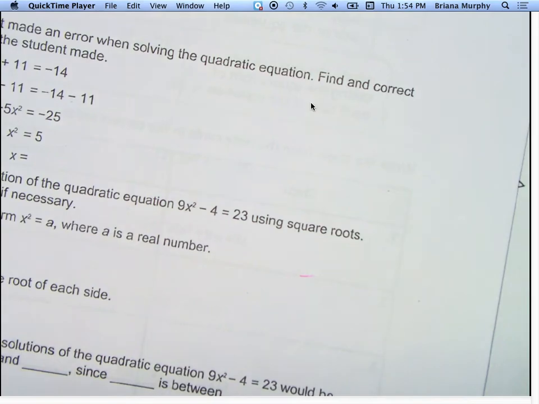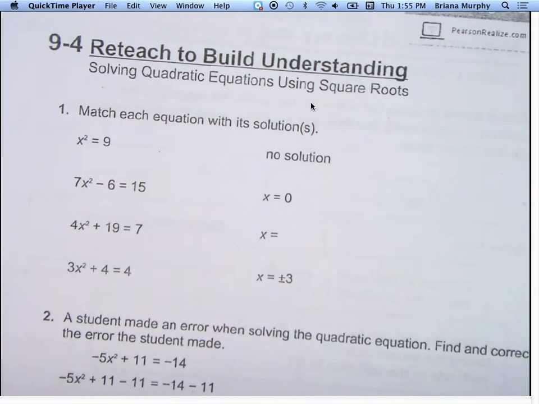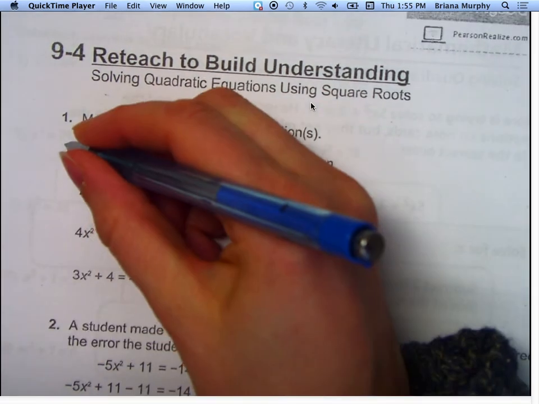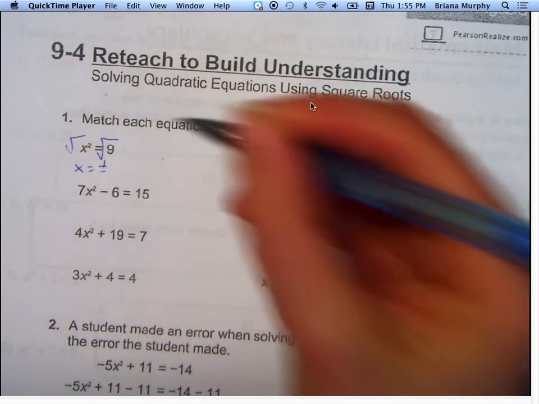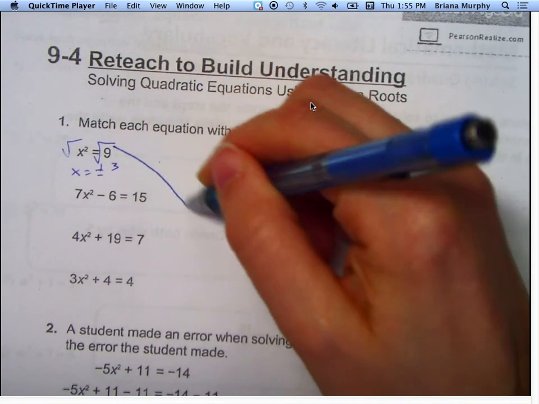9.4 reteaching. We're just going to go over a little bit of a review for this. Again, 9.4 is where we have to square root to get the answer. So let's go through these. If we square rooted both sides of this, we'd get x equals plus or minus what? 3. So that's this one down here.